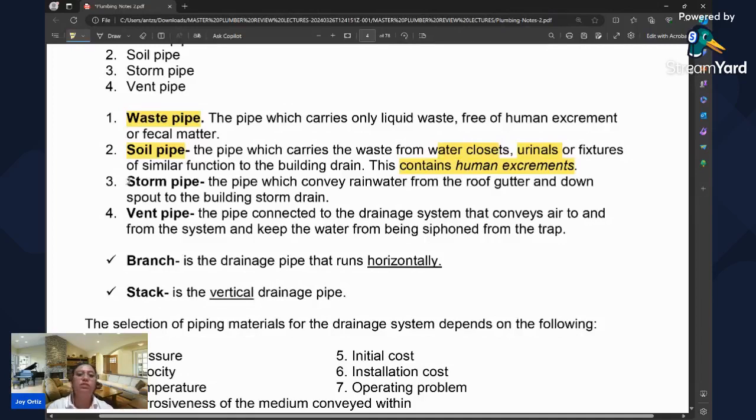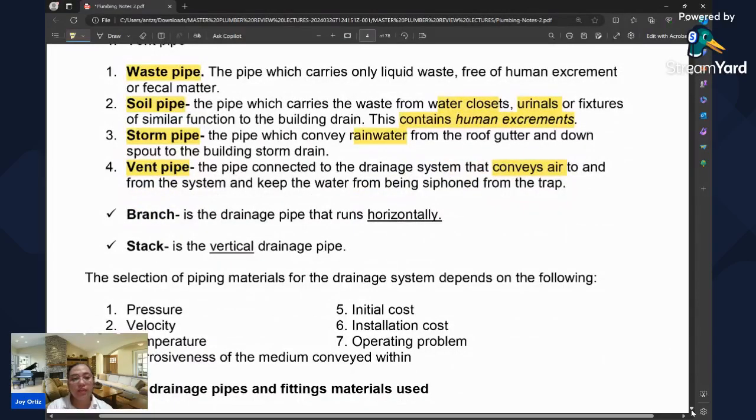Pag soil pipe, ito na po yung merong human excrement or yung galing sa mga toilet, sa urinals, fixtures natin. Pag storm pipe, ito naman po yung usually for rainwater, from the roof gutter and downspout of the building. Pag vent pipe naman, it's connected to the drainage. So, para po hindi mamaho yung sa loob ng CR, and keep the water from being siphoned from the trap.